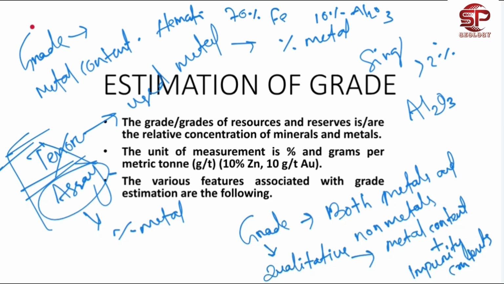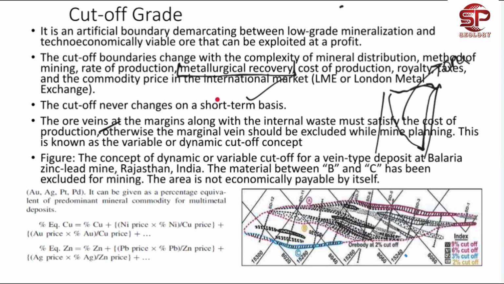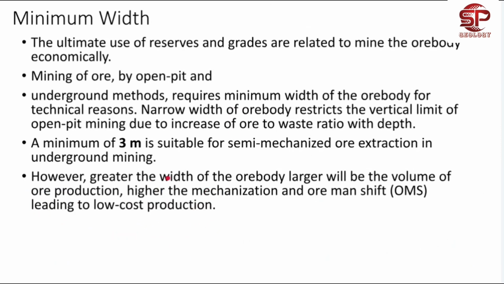Now, forget everything I told you. You just remember that grade means the metal content. So, estimation of grade. First we know the cutoff grade. What is cutoff grade? We have known. Now this minimum width is nothing but the minimum space to work in a mine.